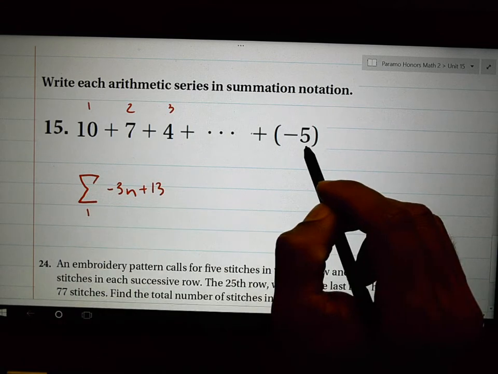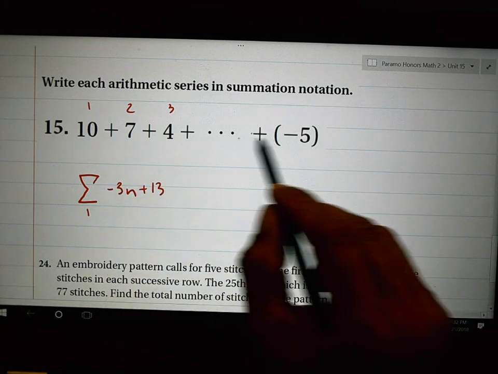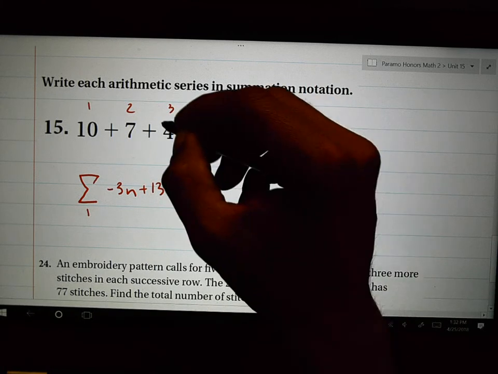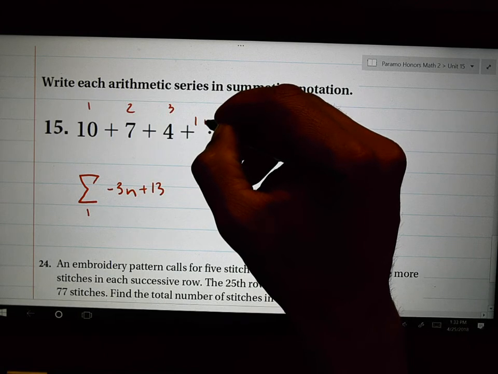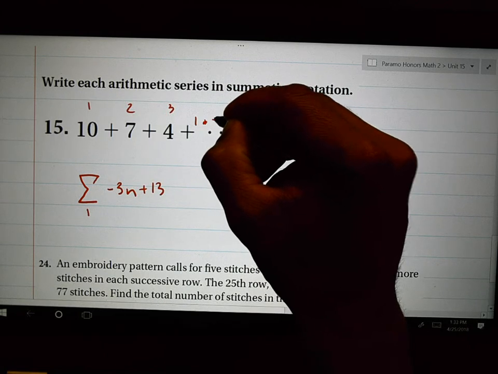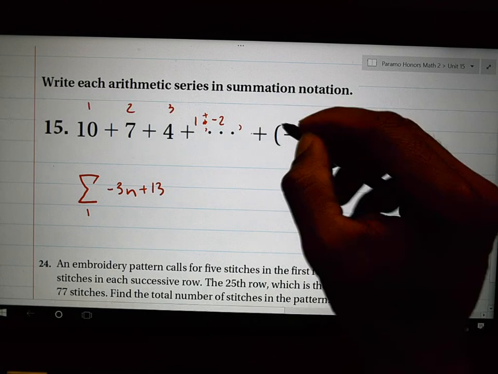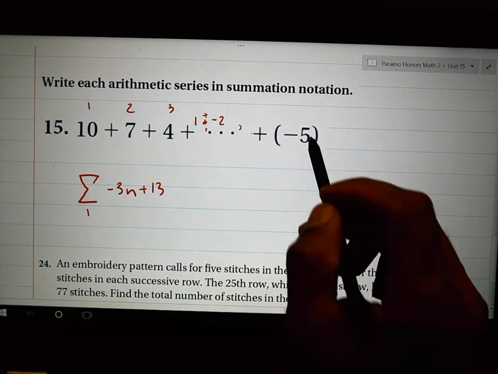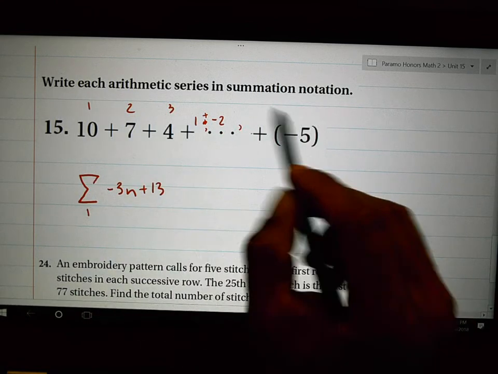The only thing I need to know now is, if this is my first term, what's the last term? The last term number. How many is this? If I follow this pattern, how many is it? And some of you may want to fill this in. Let's subtract 3, minus 2, minus 3. So there's 2 numbers here. What term number is it? First, second, third, fourth, fifth. This is our sixth number.